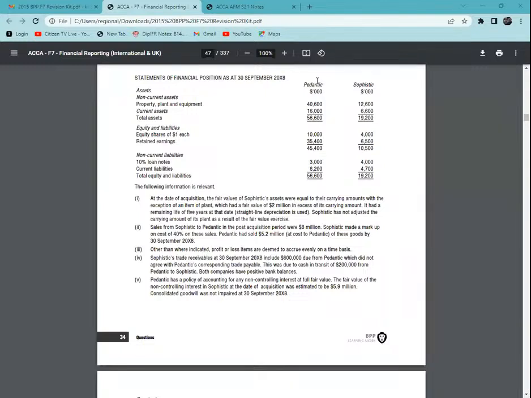2 million will be 2,000. So you're told, I'm repeating again, that at the date of acquisition, the fair values of Sophistic's assets were equal to their carrying amounts, with the exception of an item of plant, which had a fair value of 2,000 in excess of its carrying amount.